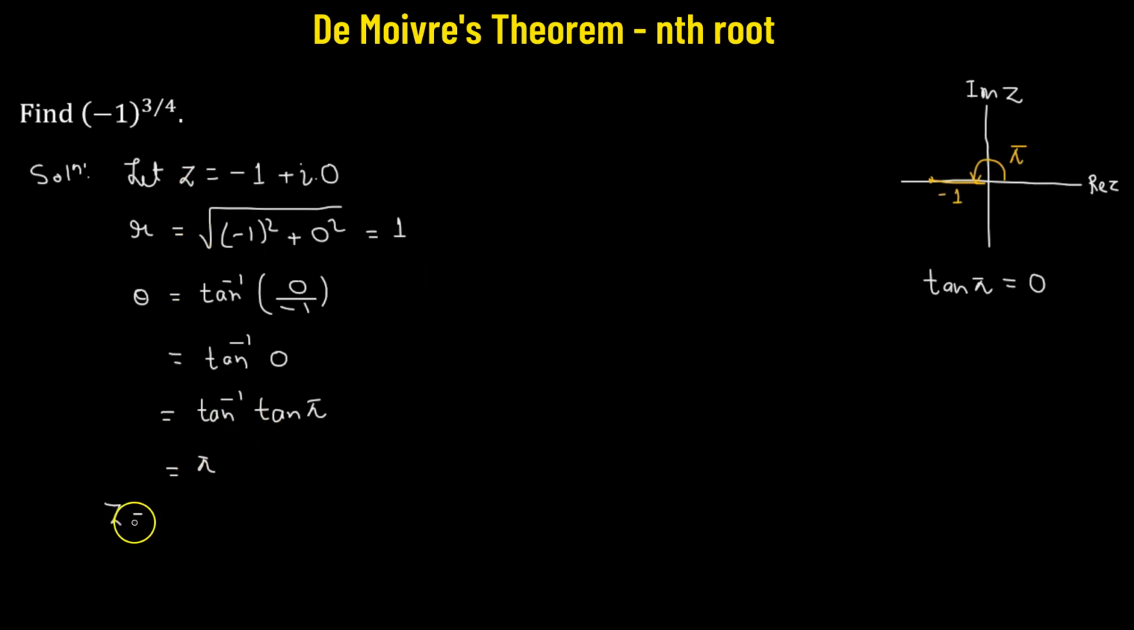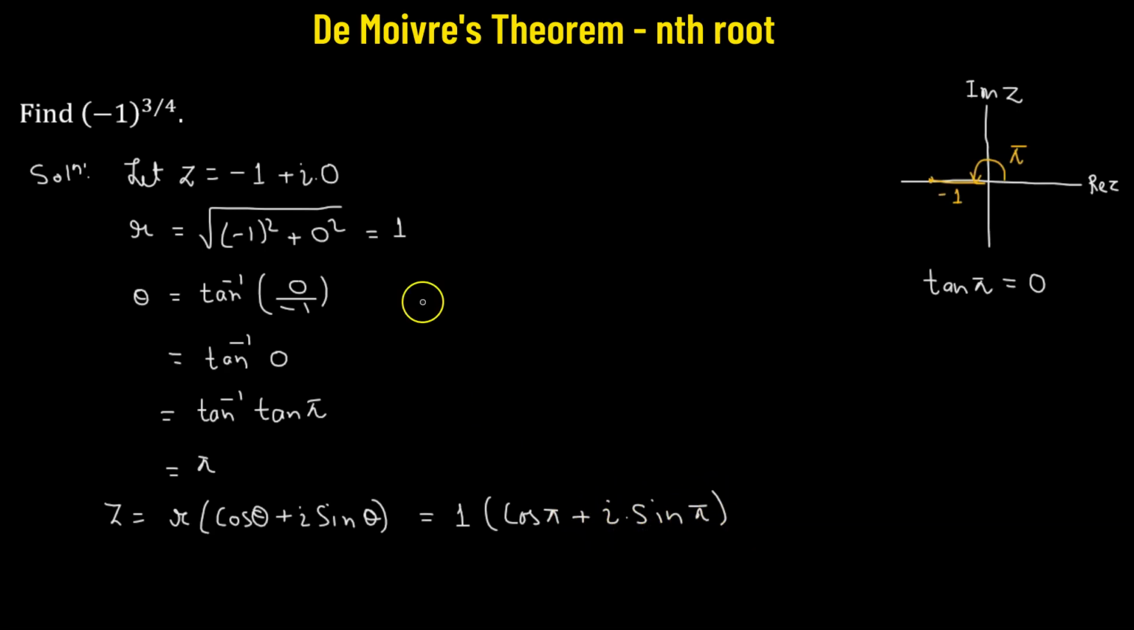Now we are ready to rewrite our given complex number in polar form. So z will be equal to r times cosine theta plus iota times sine theta. We replace the value of r with 1, and cosine theta becomes cosine pi, plus iota times sine pi. So this is our complex number -1 represented in polar form.